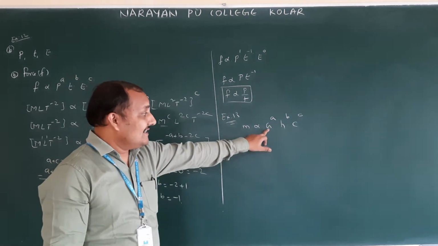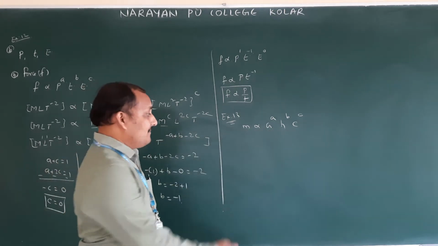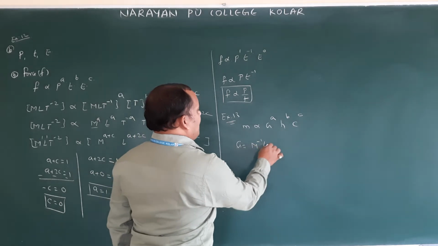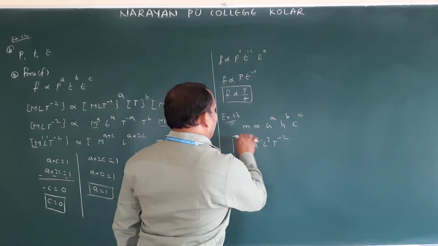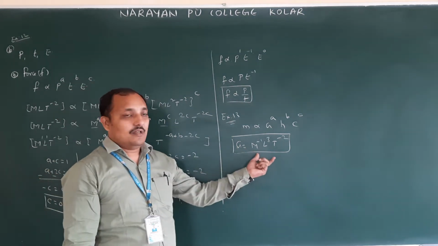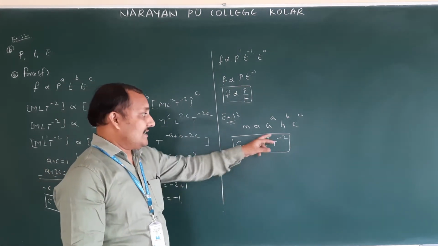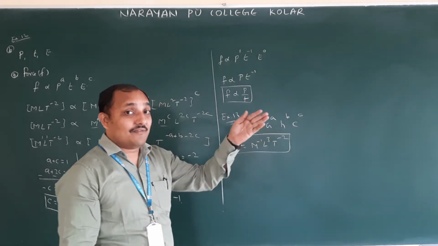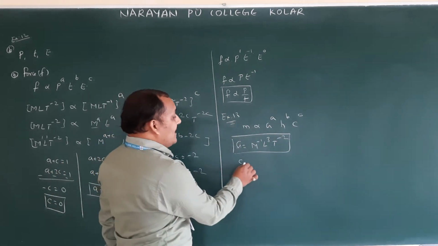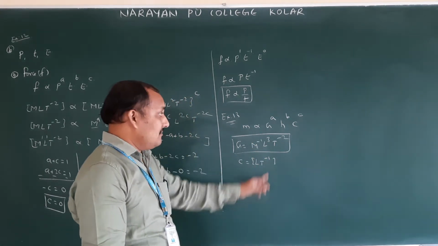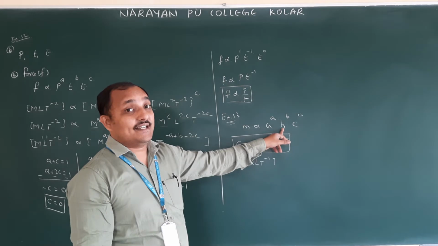For that they gave the capital G dimension formula, M power minus 1 L cube T power minus 2, which we already derived. This one they gave in the question, but sometimes they won't give, so you should remember. Next, what is h here? Planck's constant. c here is velocity of light, whose dimension formula is L T power minus 1. Now, what is Planck's constant dimension formula?